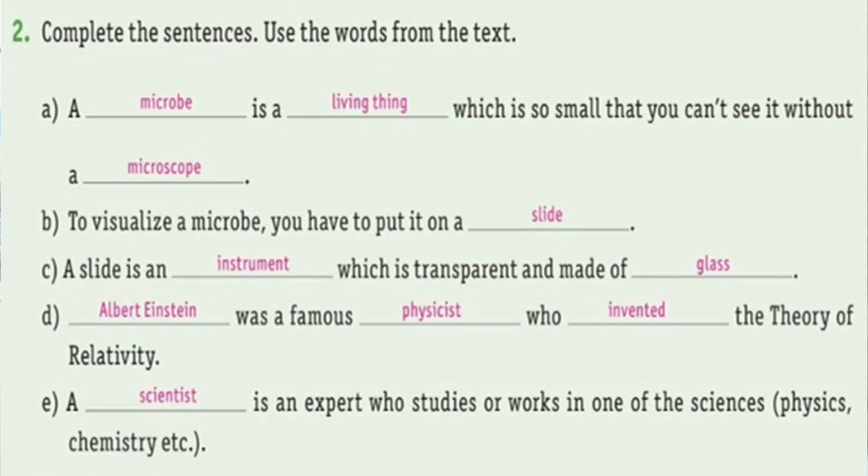A slide is an instrument which is transparent and made of glass. Albert Einstein was a famous physicist who invented the theory of relativity. A scientist is an expert who studies or works in one of the sciences: physics, chemistry, etc.